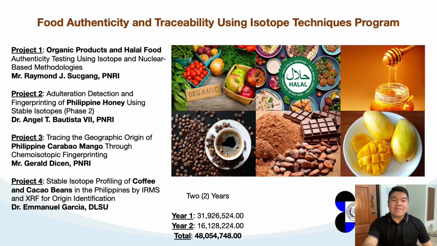Lastly, I want to point out that this project is part of a bigger program, what we call Food Authenticity and Traceability, or FAT program, which includes other commodities that we can authenticate or trace.